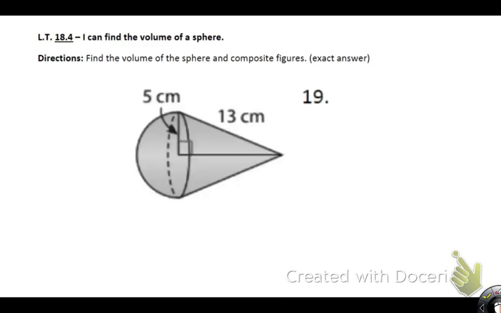Right, next we have a cone and a half a sphere. So let's do the cone, and then we'll do the hemisphere, which is half a sphere, okay? Hopefully I can spell hemisphere. There we go.